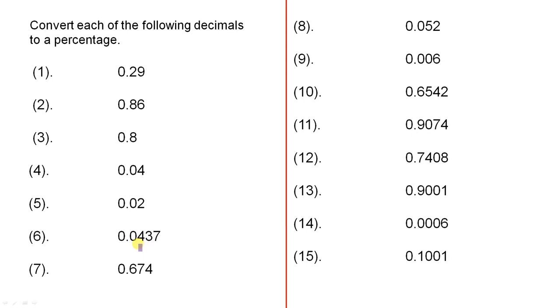Over here, when you move 2 places to the right, the decimal point stops between the 4 and the 3. And it doesn't matter if the answer contains a decimal point. As long as you've moved it 2 places to the right, that answer is a percentage.